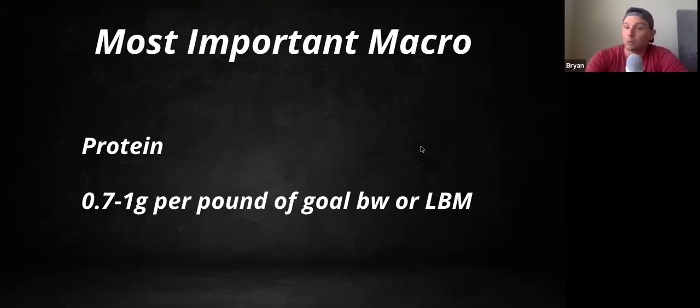All right. Now, the most important macro to focus on is your protein. And ideally, we want about 0.7 to 1 gram per pound of goal body weight or lean body mass. So goal body weight is a good shorthanded way of getting around what your lean body mass probably is. It might even be over that, but if we're talking about protein, over consuming is never a bad thing because they've tested this, the upper limits to get people to eat 2-3 grams per pound of goal body weight, which is borderline impossible. I can't even imagine how they did that.